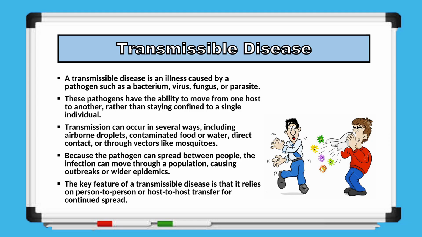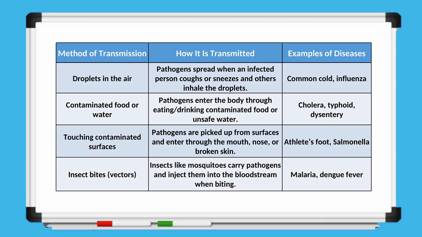Because the pathogen can spread between people, the infection can pass through a population and may cause outbreaks or even wider epidemics. The key feature of a transmissible disease is that it depends on person-to-person or host-to-host transfer for its continued spread. Now let's understand the methods of transmission by understanding this table.